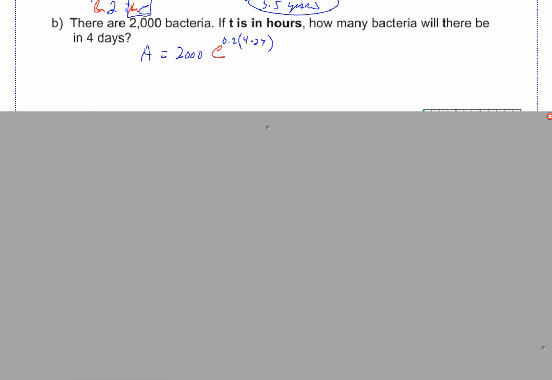So you have an e to the x button. It's there on your calculator. Some of you have to put in the 0.2 times 4 times 24 first, and then do e to the x. Others of you have to do the e to the x button first, then parentheses, 0.2 times 4 times 24, close the parentheses. Multiply it times 2, and you can see there's a lot of bacteria. 4.36 times 10 to the 11th. That's 436 billion.